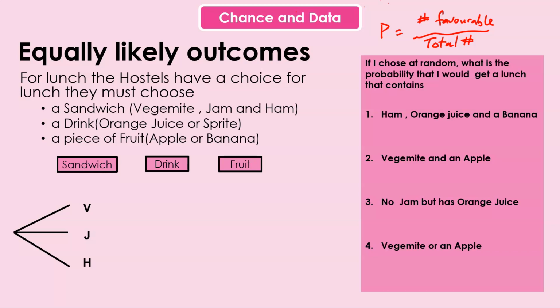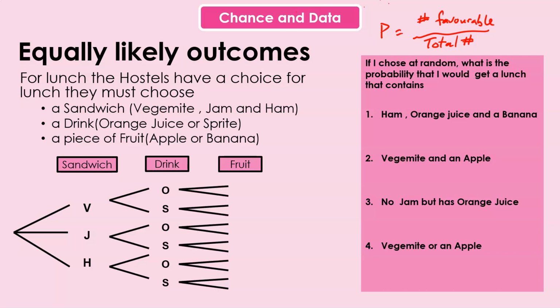So there's 2 choices, but that is for all 3 of the sandwiches. So for Vegemite, there's orange juice and Sprite. For jam, there's orange juice and Sprite. And also for ham, there's orange juice and Sprite. So we can put those letters in there as well. Now the last one is choosing the piece of fruit. Again, there's 2 choices, and we can label those as well.